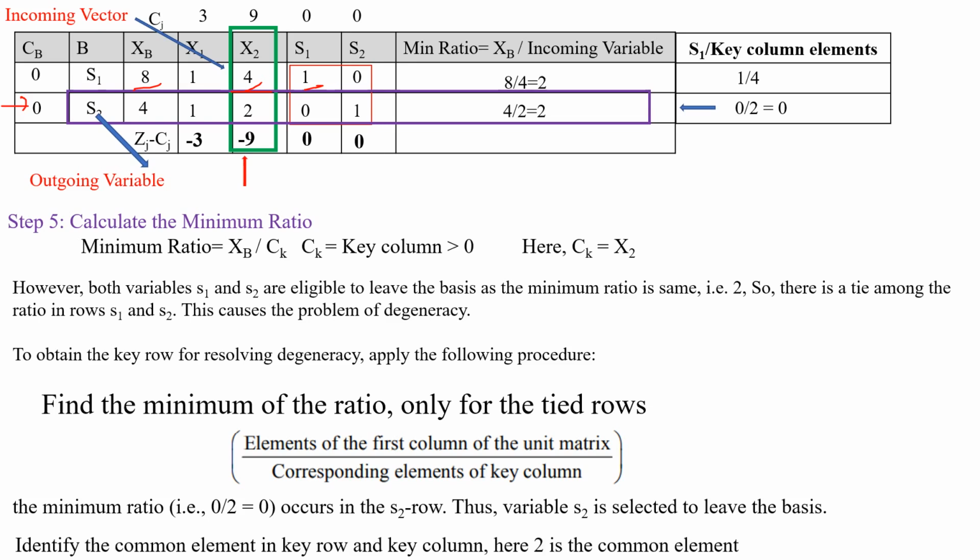Next we have to identify the common element in the key row and the key column. Here the key row is the S2 row and the key column is the X2 column. So for the S2 row and X2 column, the common element is 2. So this 2 value we are calling the key element.